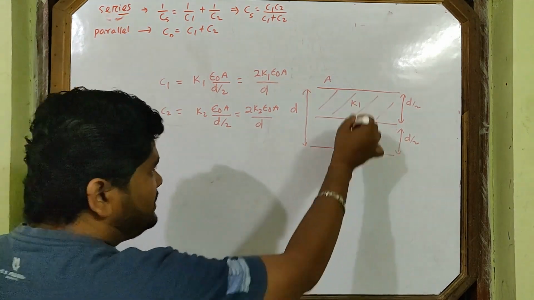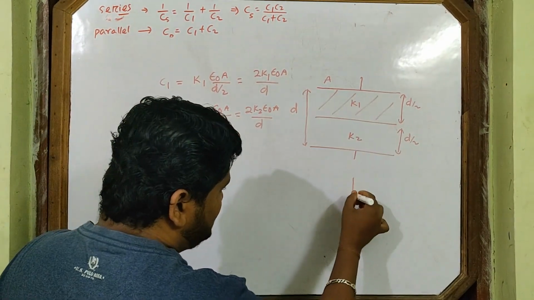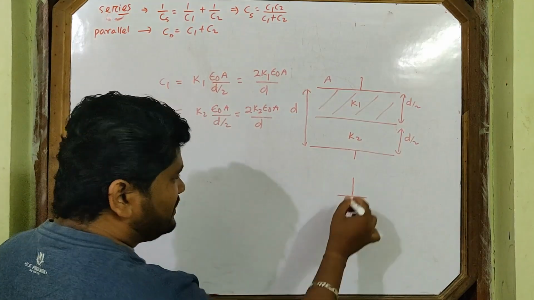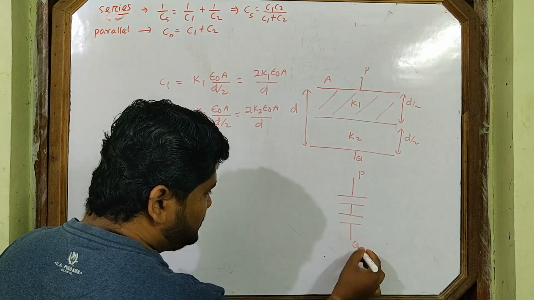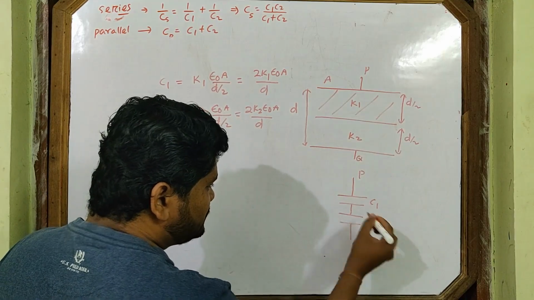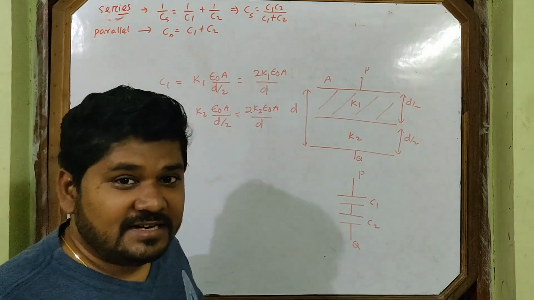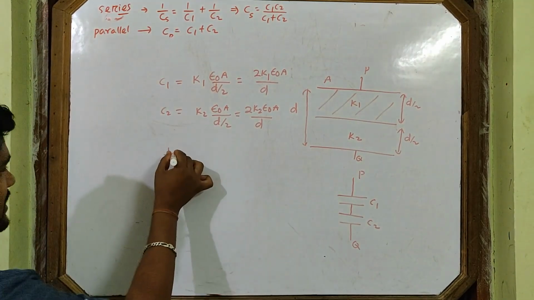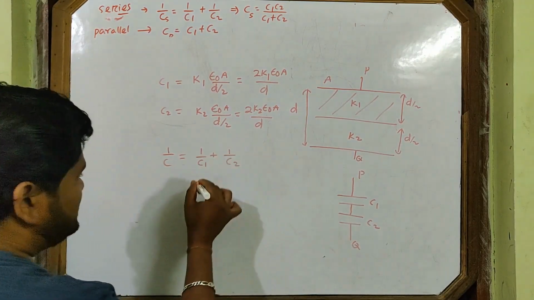But how are they connected? You see, these are the two terminals, two plates. So the first capacitor is this one, the second capacitor is this one. This is the P terminal, this is the Q terminal, this is C1, this is C2. So how are they connected? It's very clear, they are connected in series. Okay. So for series connection, what is the formula? 1 by C equals 1 by C1 plus 1 by C2.